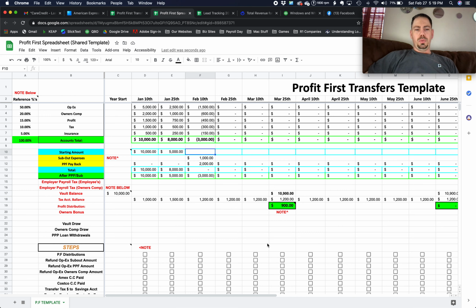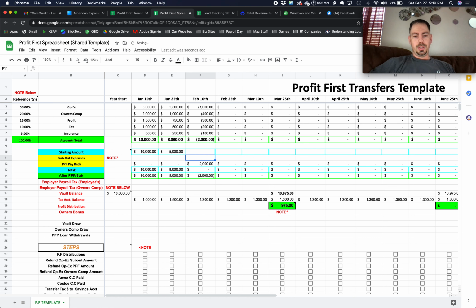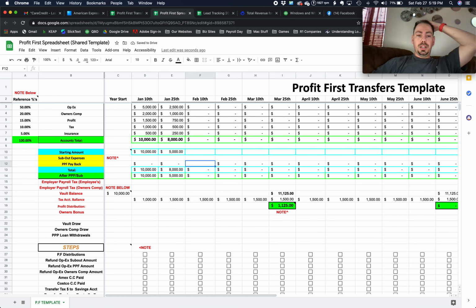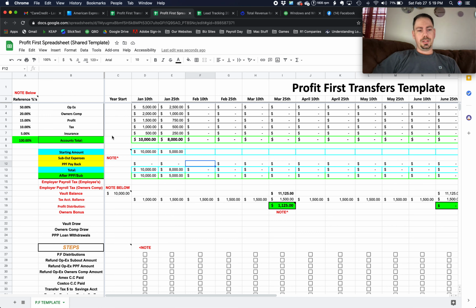All right, so we were discussing yesterday about using a spreadsheet to track your Profit First distributions. So I'm going to delete this real quick because I was messing with it. I want to run through the template that I shared with you, so you can see how it works, and you can set it up to fit your own. So let me dig into this real quick with you.